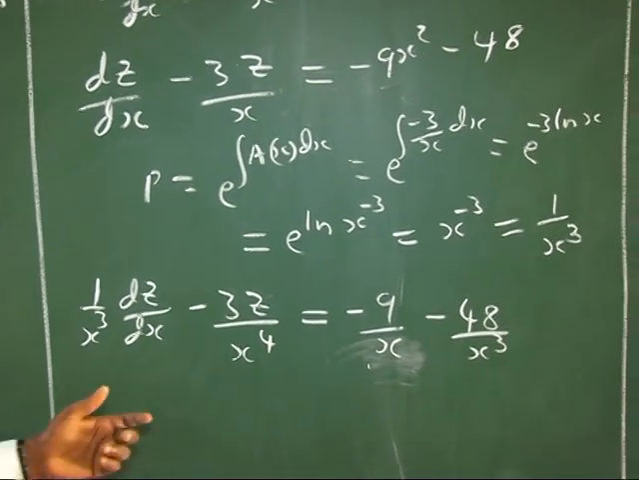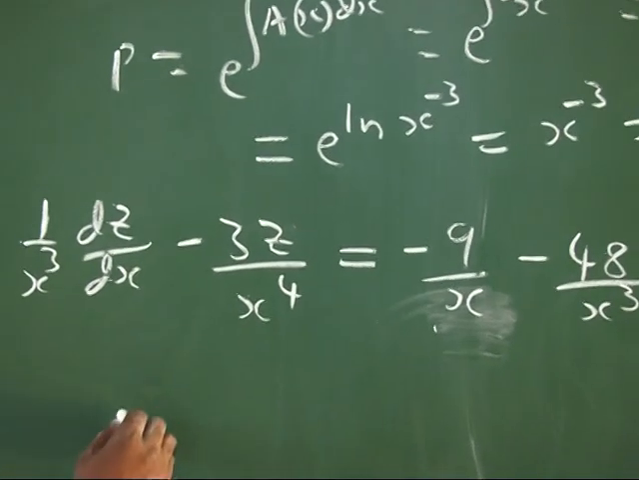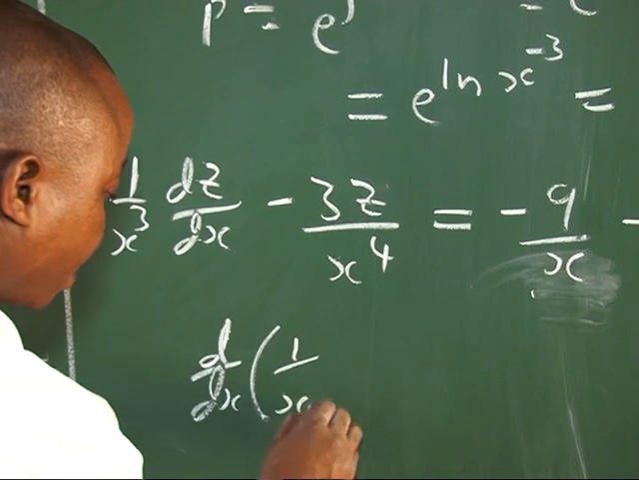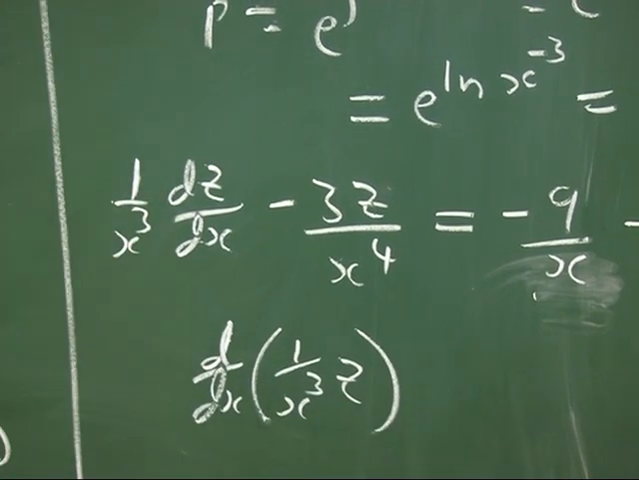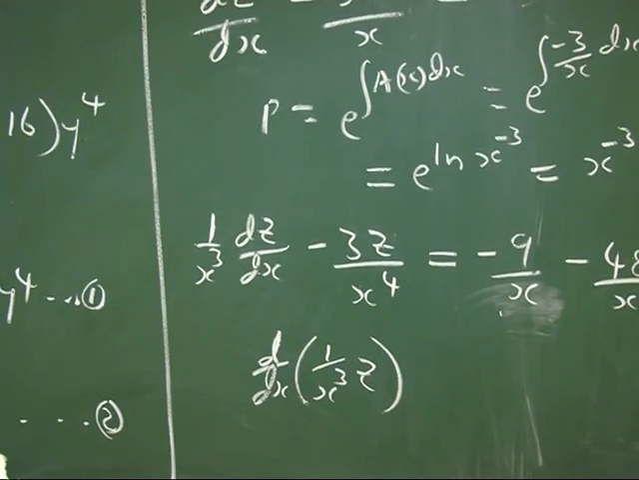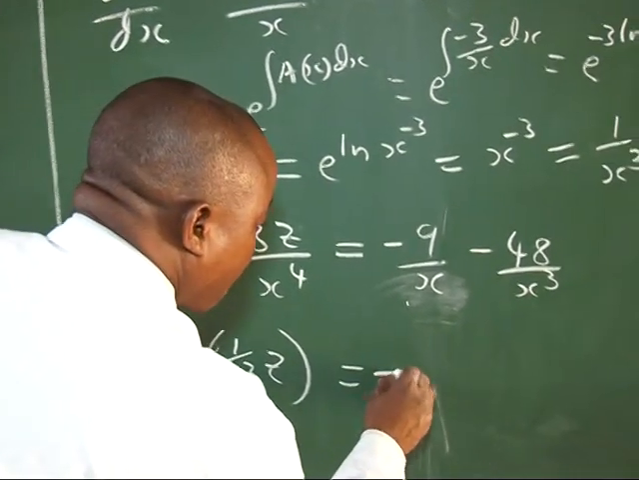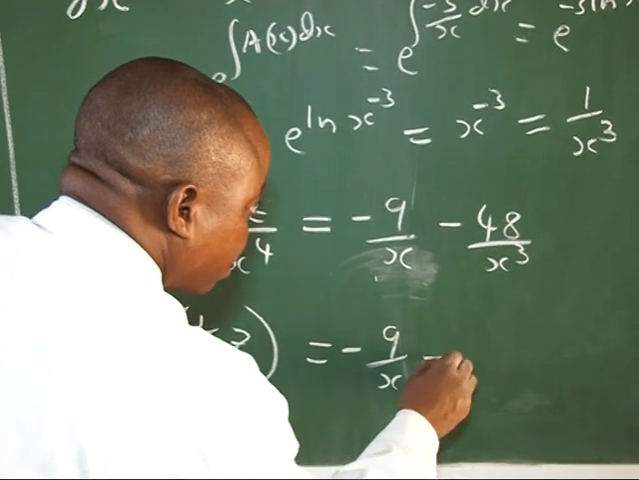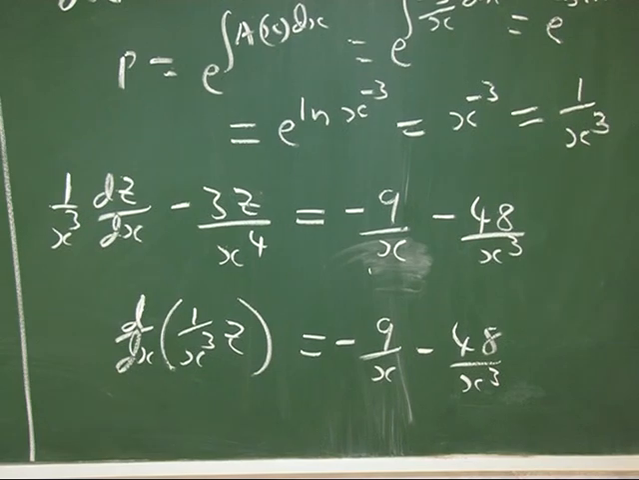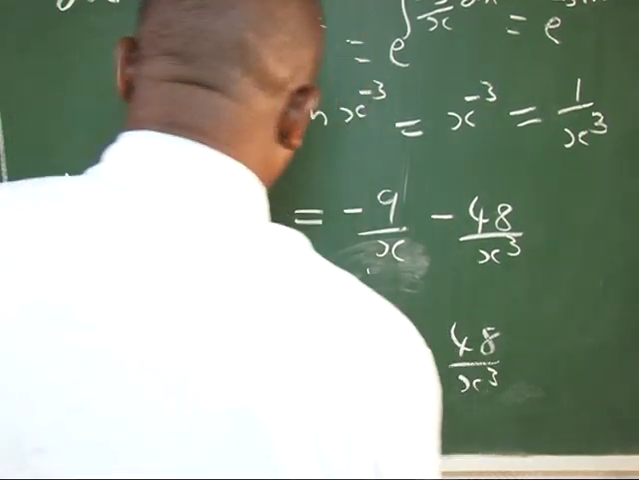And then we find out that this side becomes d/dx of 1 all over x cubed z. If you differentiate this, you get the whole thing here. That's what it means. It will be equal to minus 9 all over x minus 48 all over x cubed. Okay. Now let's integrate.